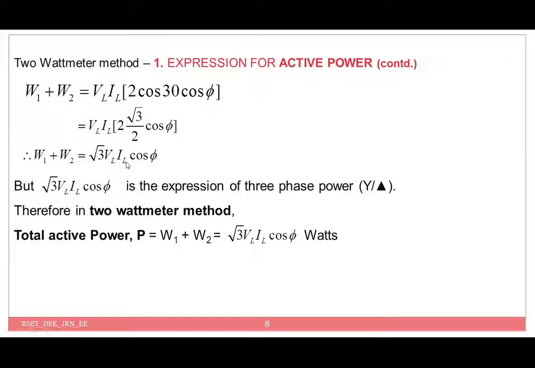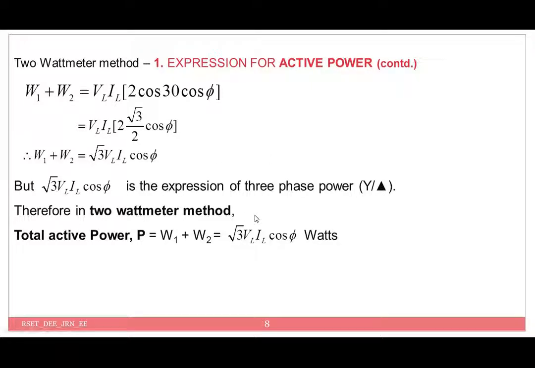And you already know this is nothing but the expression for active power for a three-phase system. So root 3 VL IL cos φ (or you even have 3 V-phase I-phase, but the first expression is considered), and that is your expression for active power for a three-phase supply system. So we have seen W1 plus W2 represents the total active power consumed by a three-phase load, and we had taken the case as an RL load.